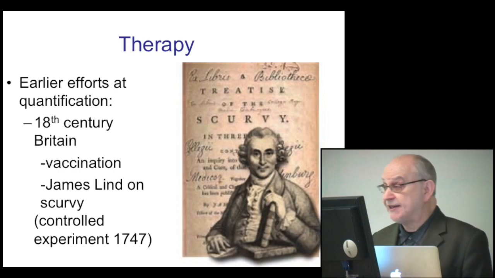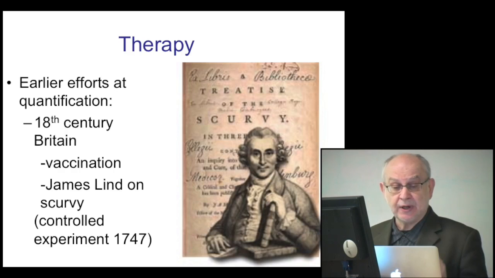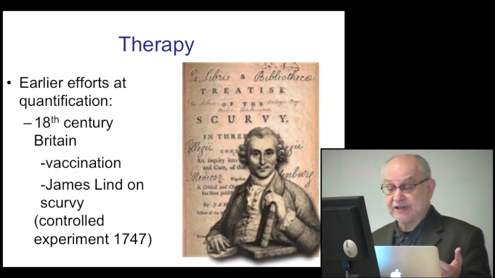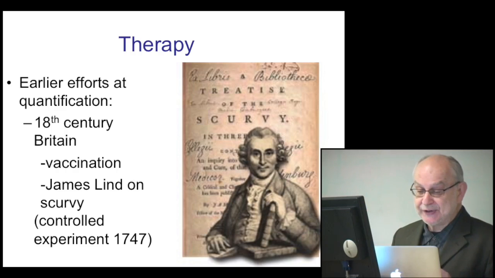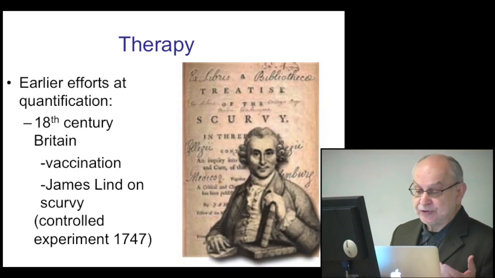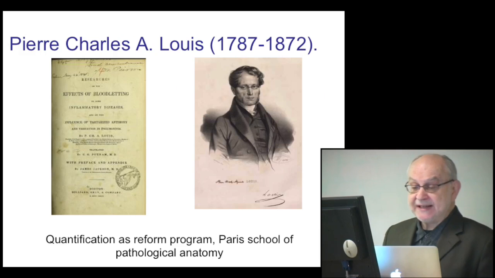So going back to the issue of therapeutic counting, let me just mention one of the most famous and earliest cases of therapeutic counting, which is James Lind's controlled experiments on scurvy. Although it was only done on 12 patients, it's usually considered the first prospective controlled experiment, which tested six different treatments for treating scurvy. But by the 19th century, counting was not new.